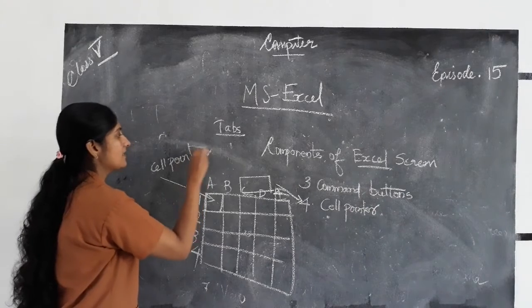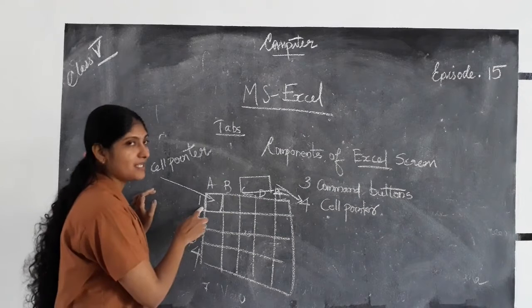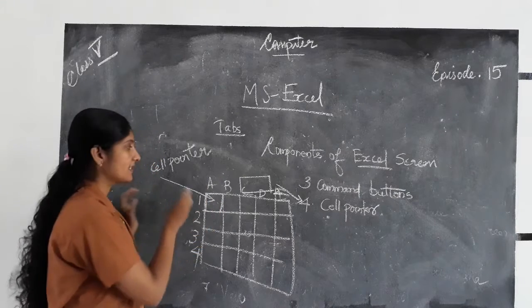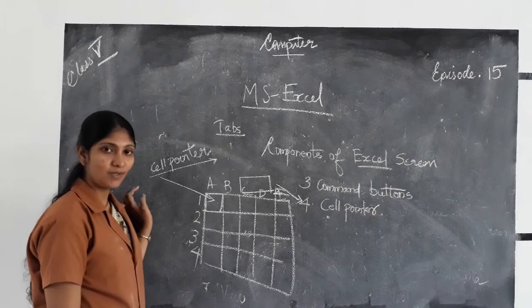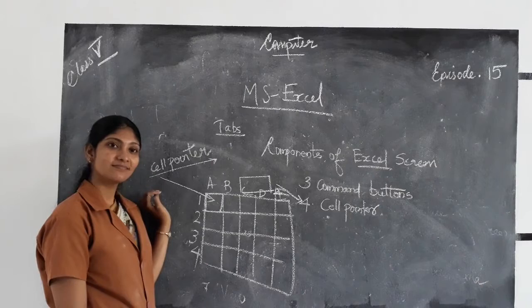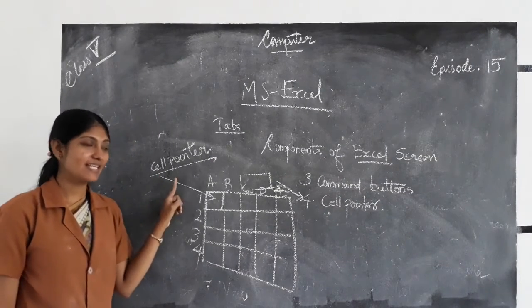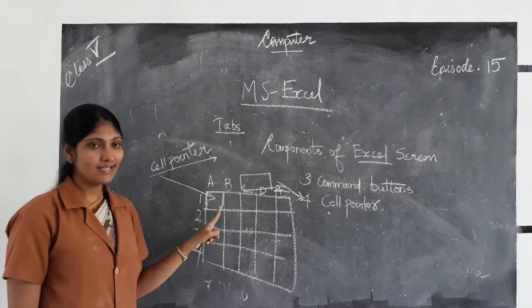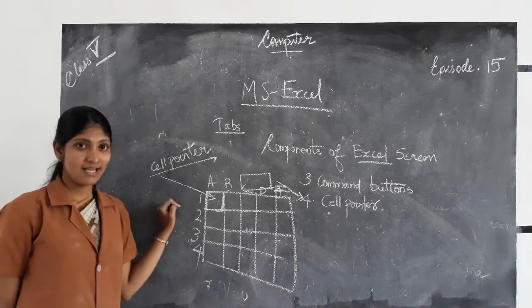Then, what do you mean by cell pointer? A rectangular pointer. It is present at the border of the cell. So cell pointer means it is a rectangular pointer. It becomes active when we click the cell. So this is the cell pointer.